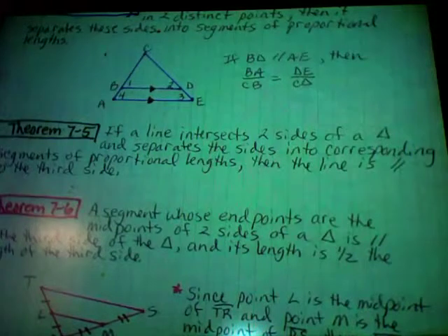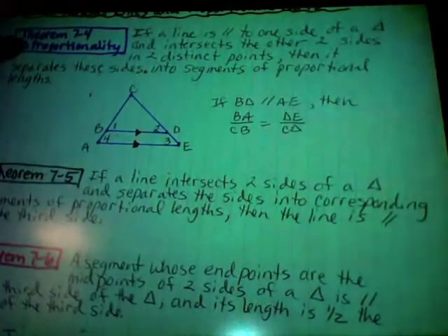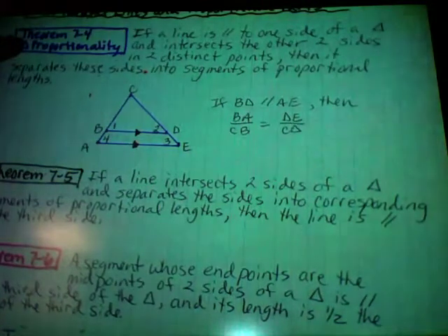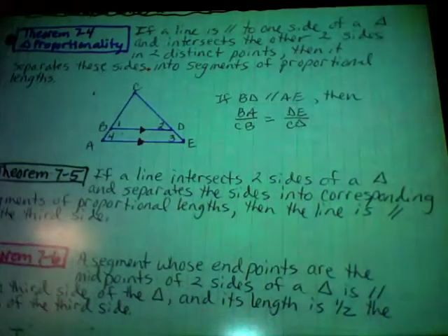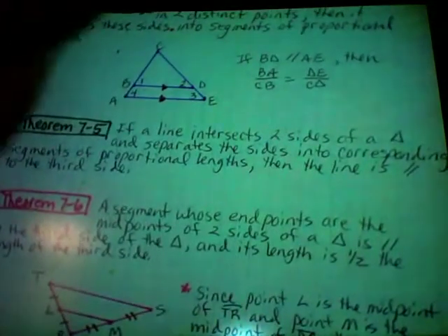Theorem 7.5 says if a line intersects two sides of a triangle and separates the sides into corresponding segments of proportional lengths, then the line is parallel to the third side. Isn't that the converse of this theorem right here? Aren't they saying exactly the same thing but in reverse? Okay. So then 7.6, let's see how that's different.